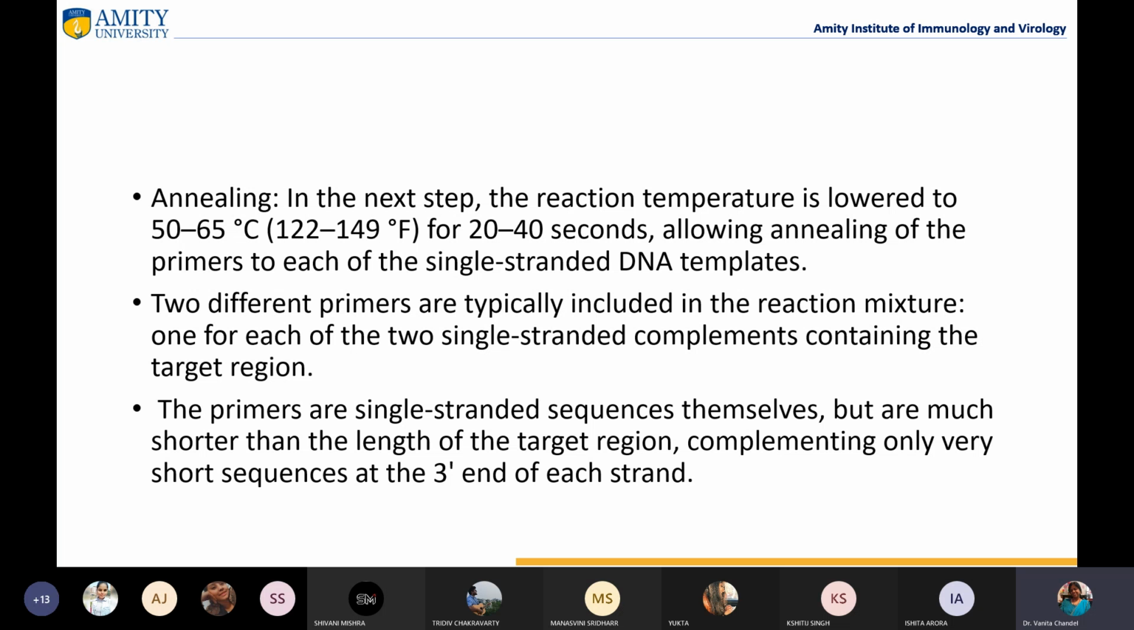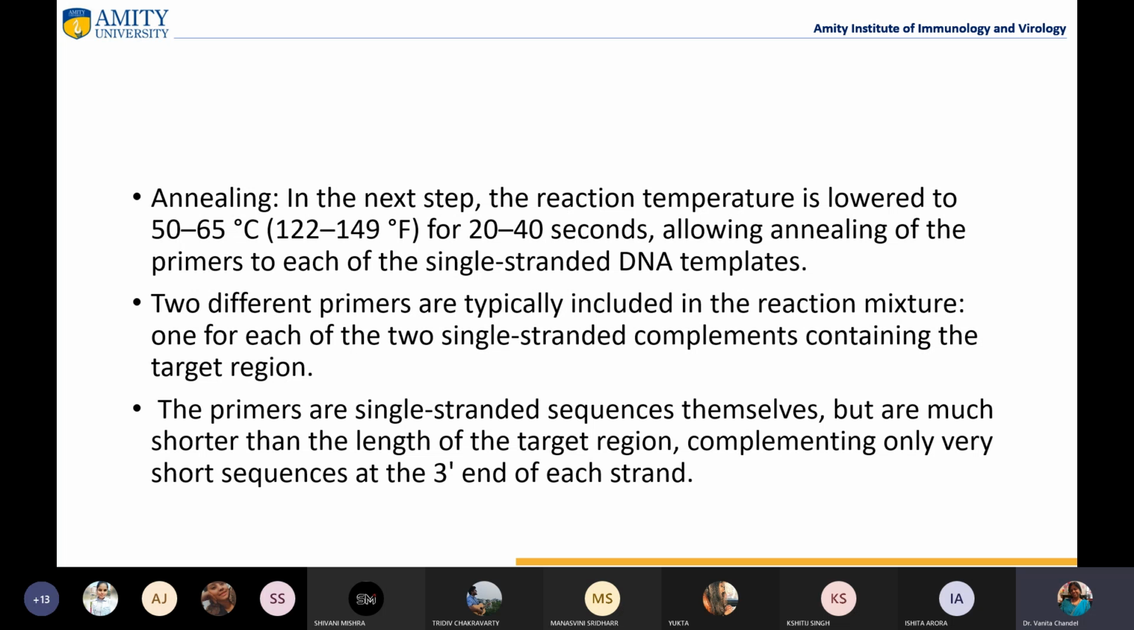So the annealing temperature is low, around 50 to 65 degrees Celsius. At this temperature, it allows annealing of the primers to each single stranded DNA template that we got after the denaturation process, right? Two different primers are included in the reaction mixture.